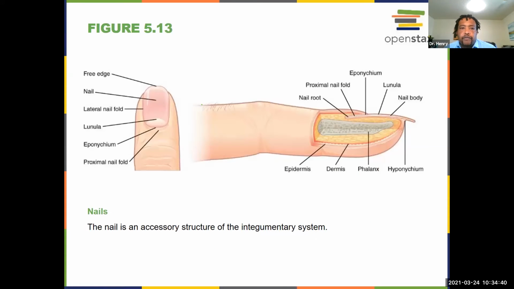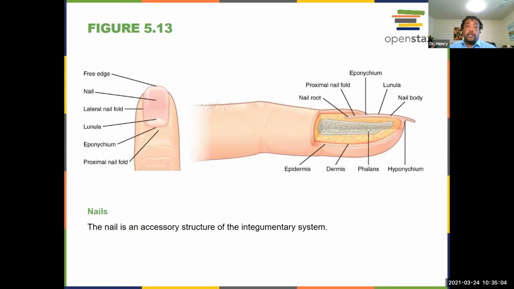So the nail, right? This is basically all of the different components of the nail. Again, we're not going to worry so much about it, but you can see you have the dermis, the epidermis, the dermis. This guy is called the phallics. And this here is the nail body. This is the actual nail. So that's going to be composed of that keratin, right? And so again, this is going to be regulated.